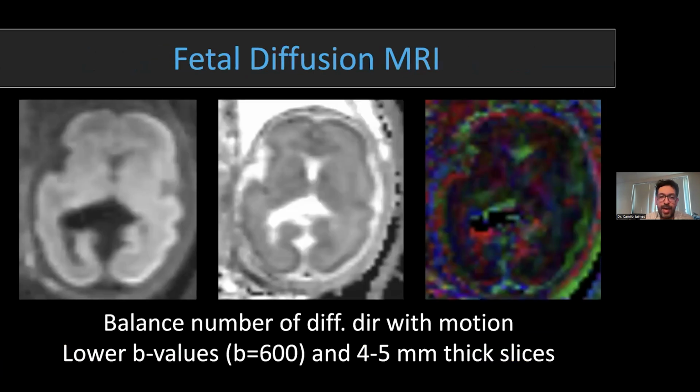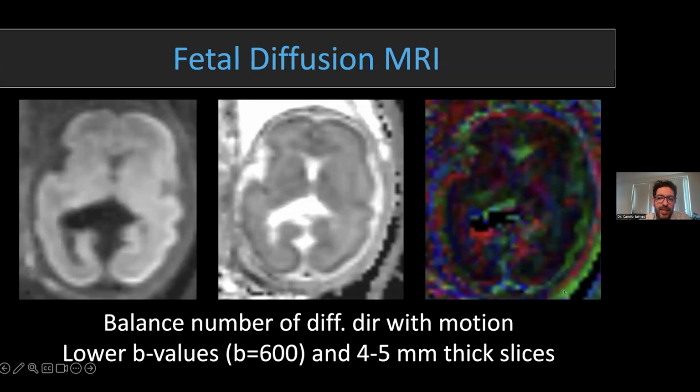Fetal diffusion, I like it very much. I don't use it in every protocol. Perhaps I should. It isn't as tricky as it sounds. A couple of things that work for me: drop your b-values. You don't need b-values of 1,000. b-values of 600 save your signal. And if you need a little thicker slices, 4 to 5 millimeters, it's generally okay.